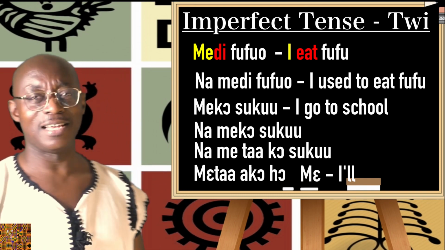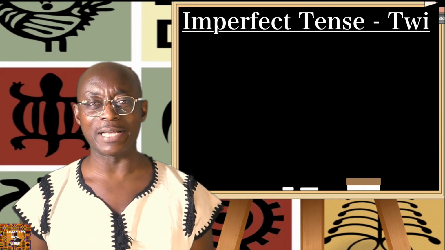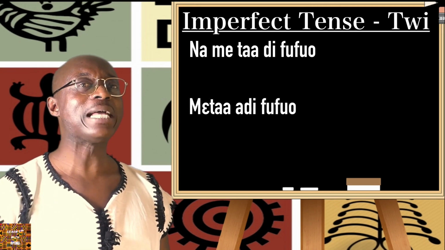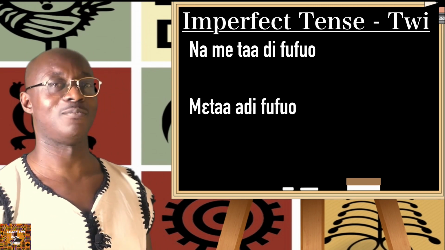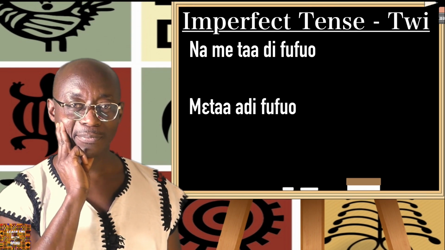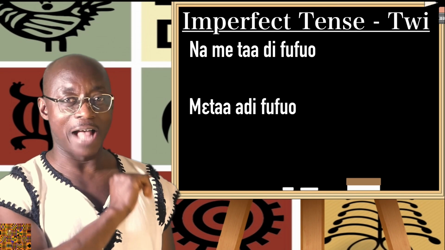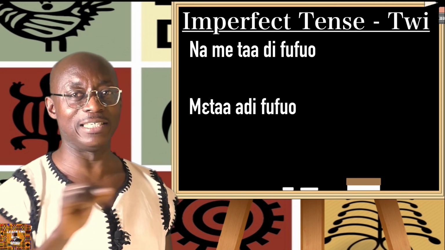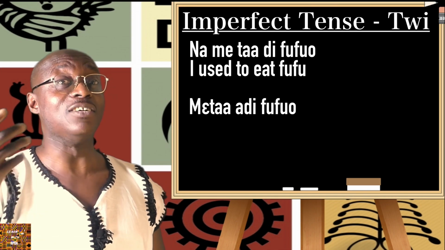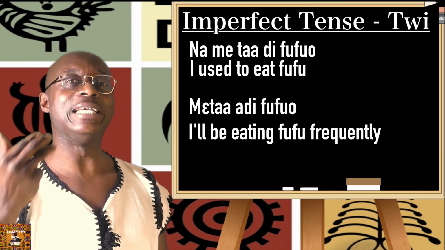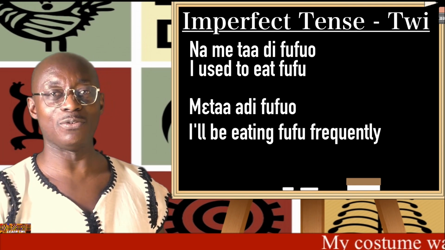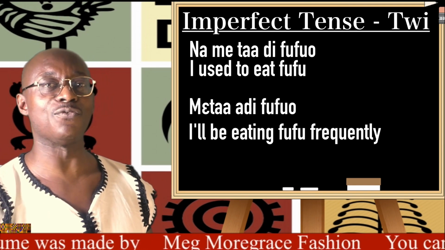Good. Having said that, let me ask you this. What do the following statements mean? Na me taa di fufuo. And me taa di fufuo. What do they mean? Can you try? Okay, I'm listening. The first one, na me taa di fufuo, means I used to eat fufu. And the second one, me taa di fufuo, means what? I'll be eating fufu repeatedly or consistently in the future, or from now on.